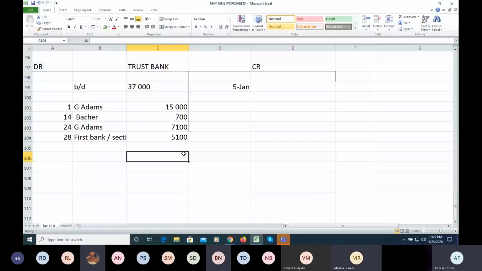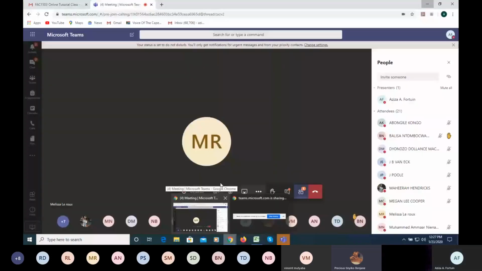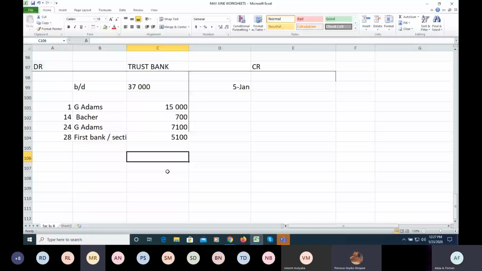Yes, ma'am. So I want to get something straight. Whenever it says withdrew, that means we have to record it under the cash receipts journal. Yes, trust cash receipts journal.